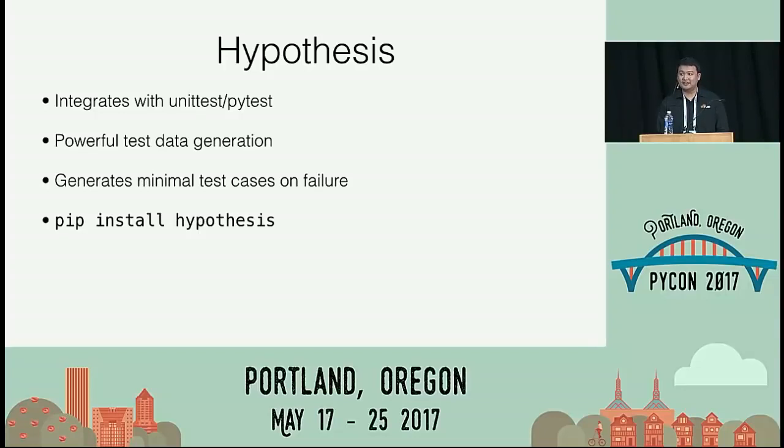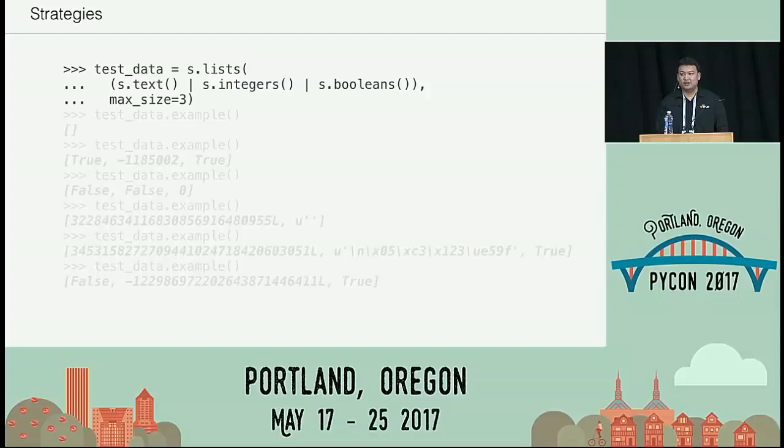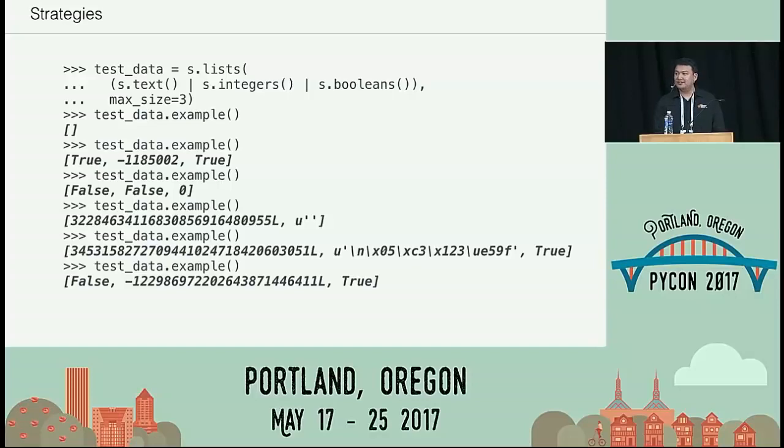Whenever you find an error, it can shrink the input down to usually just a few characters, depending on whatever your input is. You'll only want lists that are less than 3, or a max size of 3. And if we do that same thing with test data and call .example on it, we get an empty list, we get a list of booleans with negative numbers, long Unicode strings, so we get all kinds of test data, and it's really composable like that. And you can also plug in your own custom strategies if you want to generate really advanced data structures.